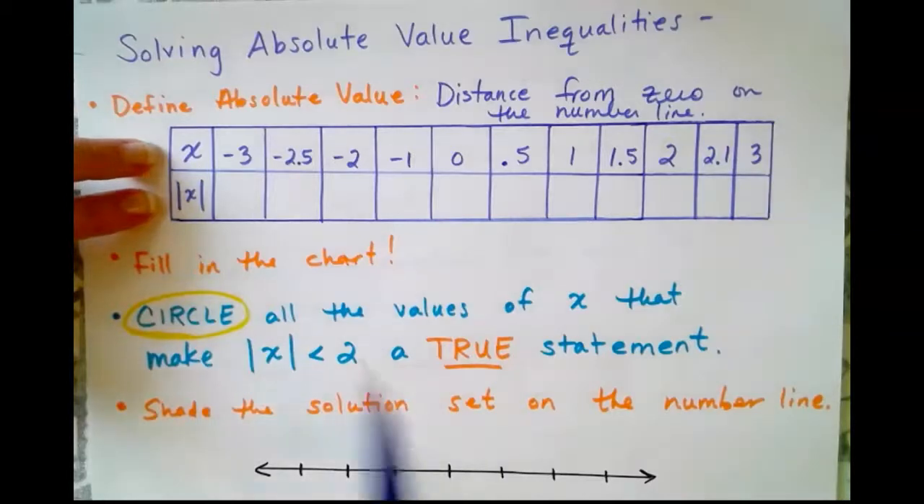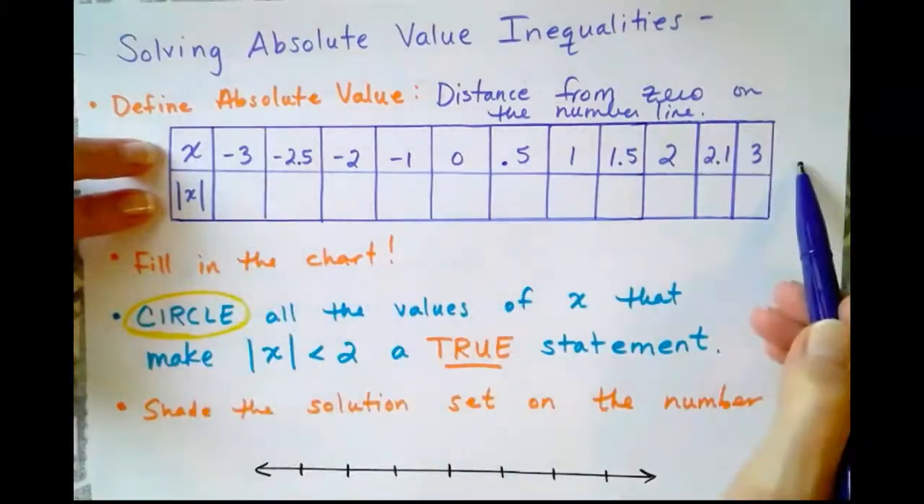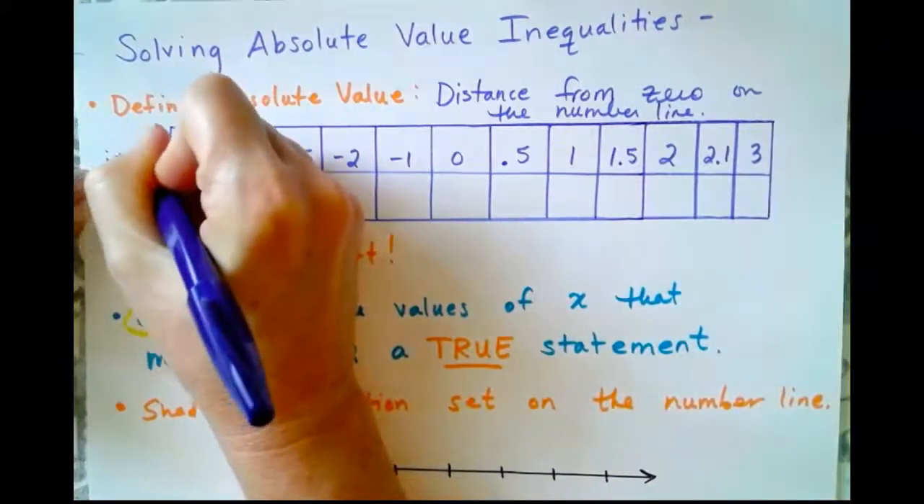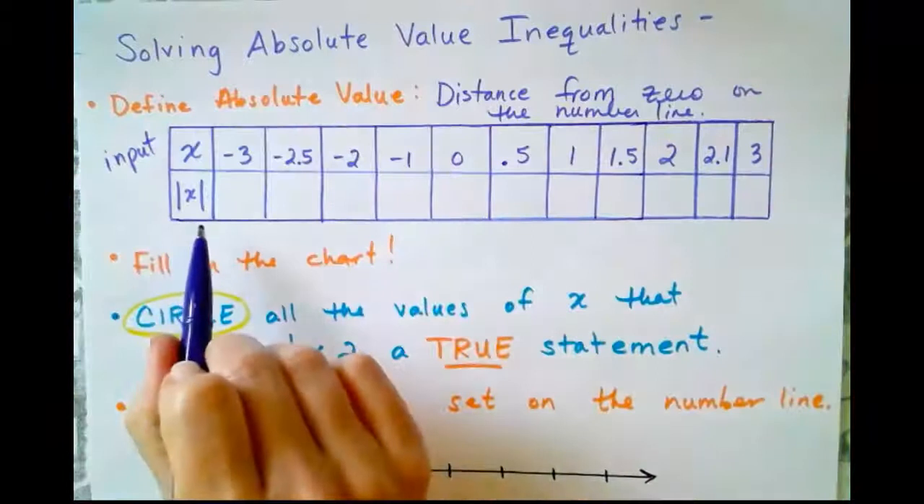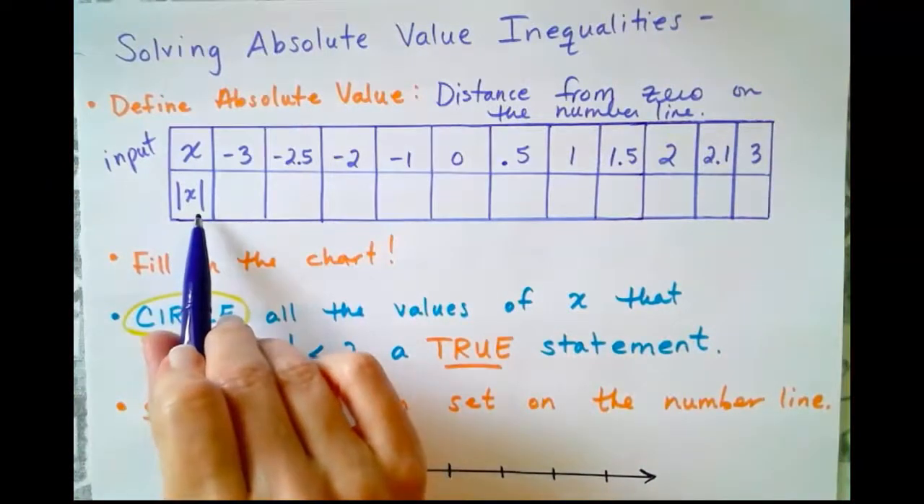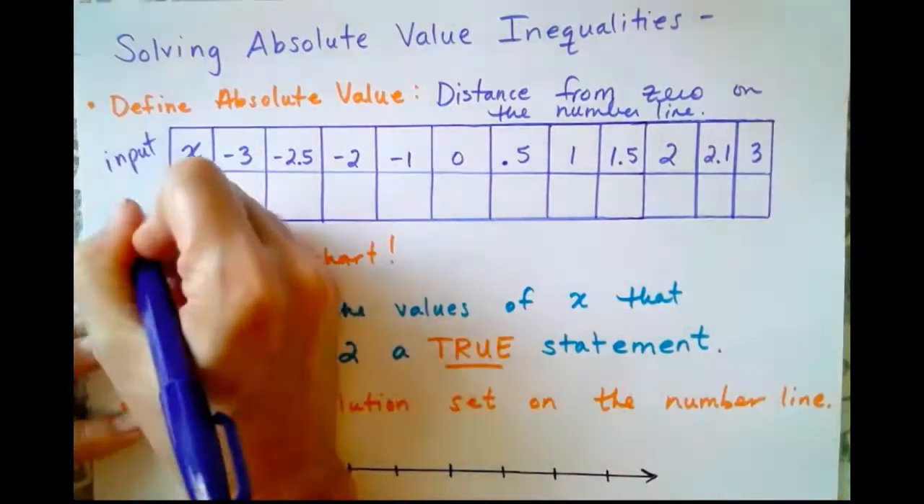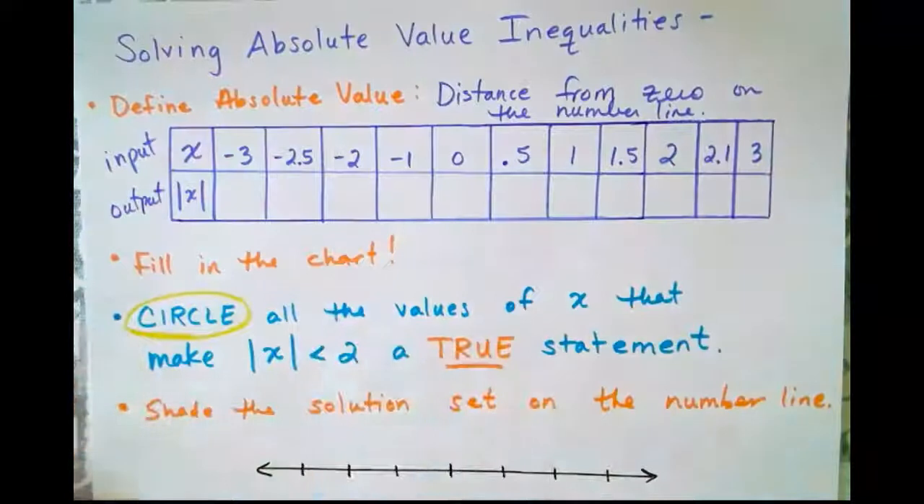So absolute value, the distance from zero on the number line, and we've got a little chart here to fill in. So these are our x values. They're going to be our input. And we're going to plug them in to the absolute value bars. And remember, absolute value bars are grouping symbols. And that's going to give us our output.